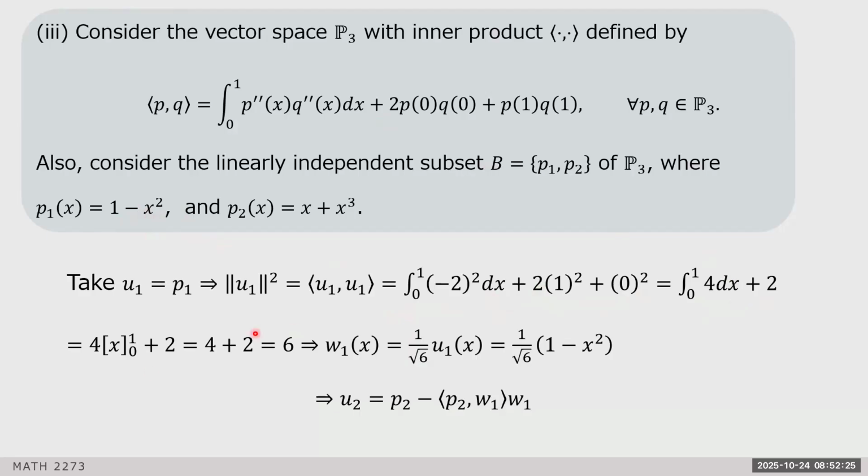Right? And the integral of 4 is just 4 times x, evaluated at 0 and 1, plus 2, so that's 6. In other words, the norm squared of this polynomial is 6. Therefore, the norm is root 6. Okay, so W1, my vector W1, is the vector U1 divided by its length, which is root 6. So this is my W1. And again, you can leave the square roots outside.